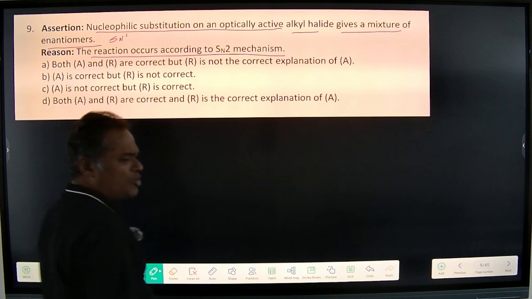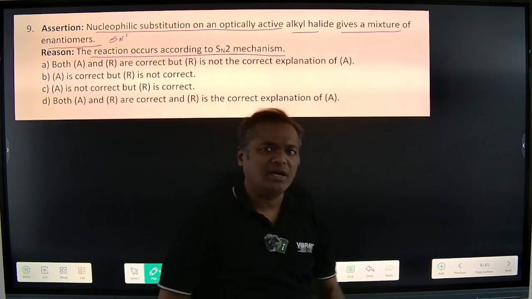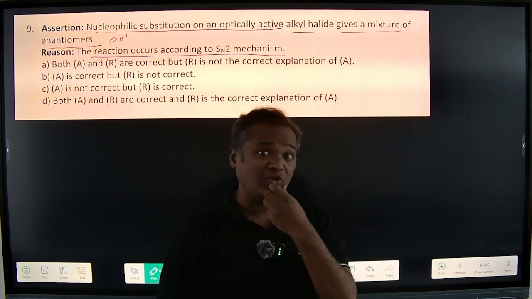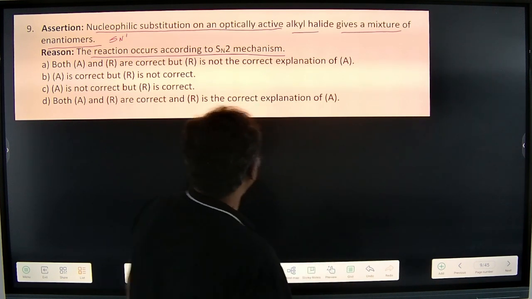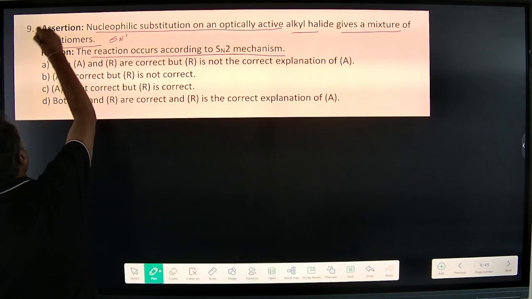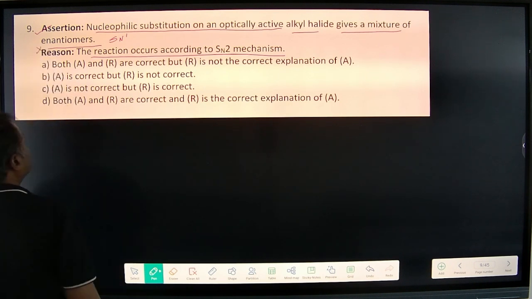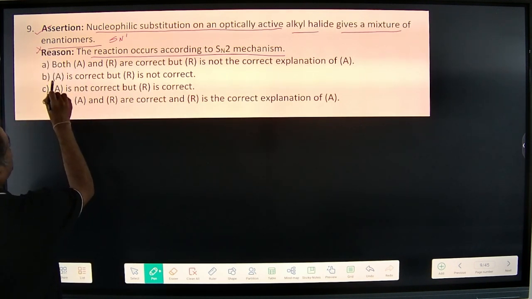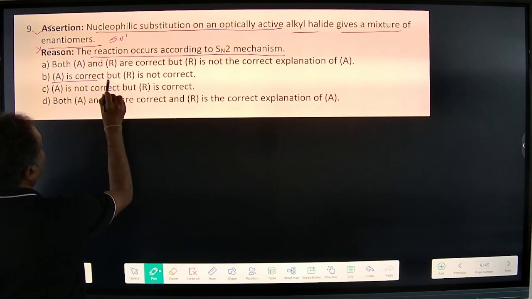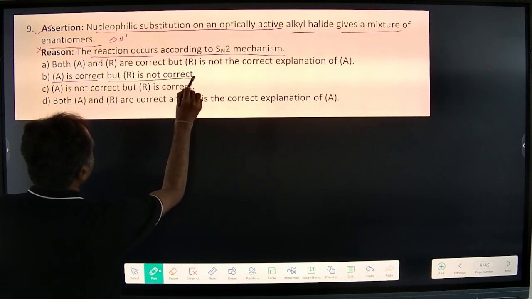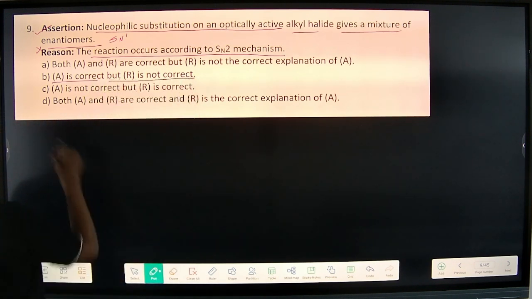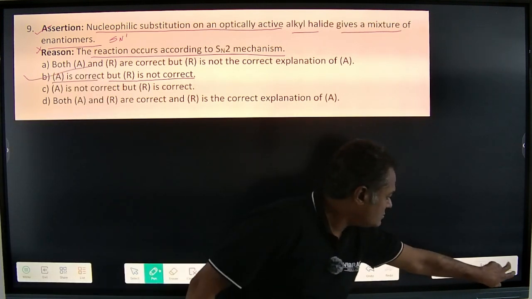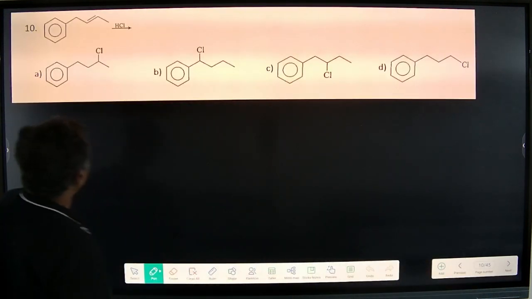I think this is wrong because in the SN2 mechanism, child, you get only one product with 100% inversion in configuration. Yes, and that's why the first statement is correct, but the second statement is false. So as per the discussion, the assertion is correct, but the reason is not correct. So your correct answer is D. I hope this is clear, child. Let's take the next question, child.